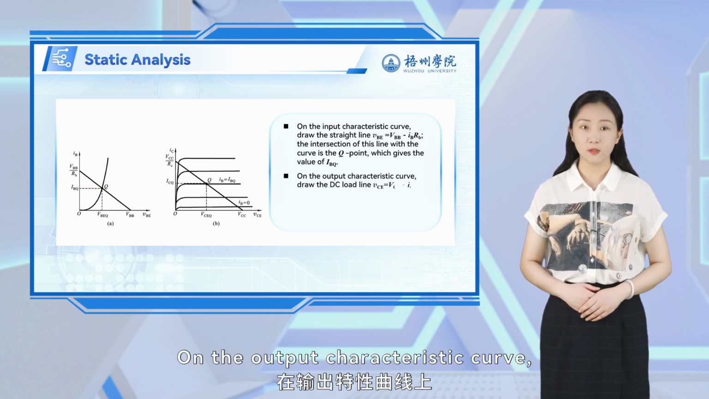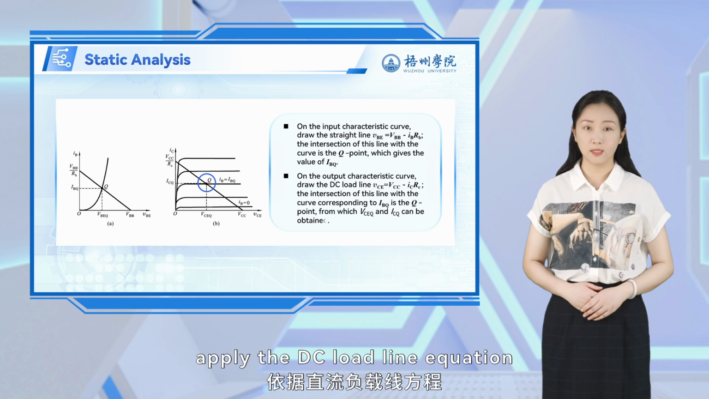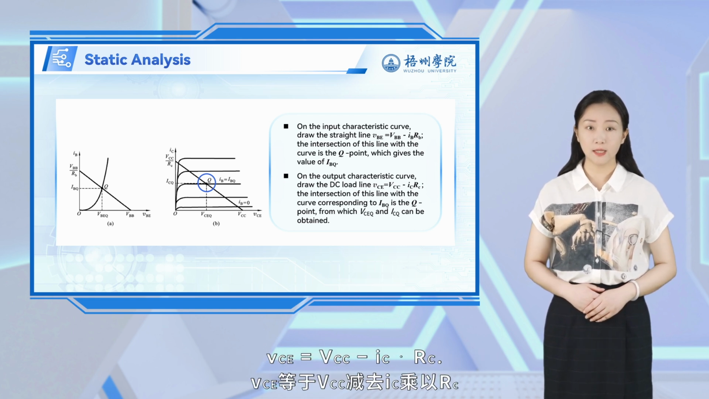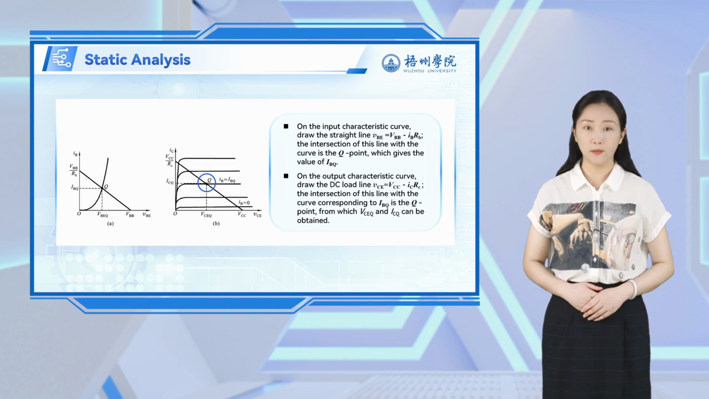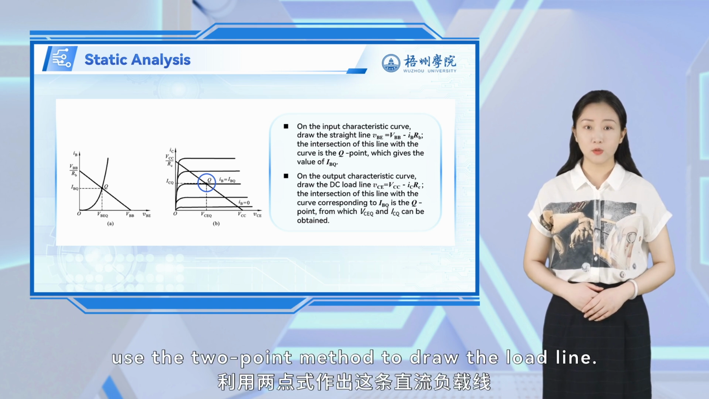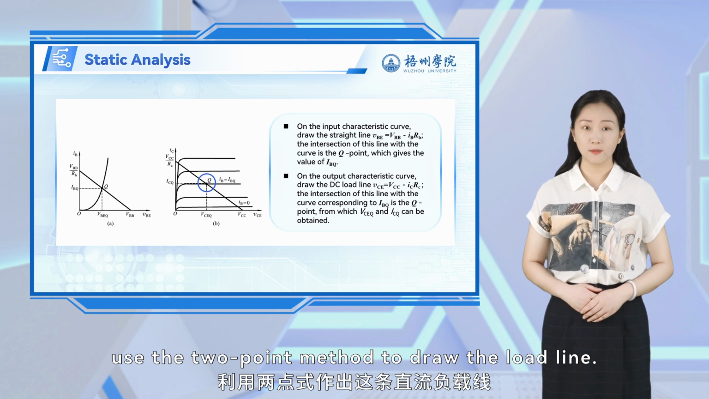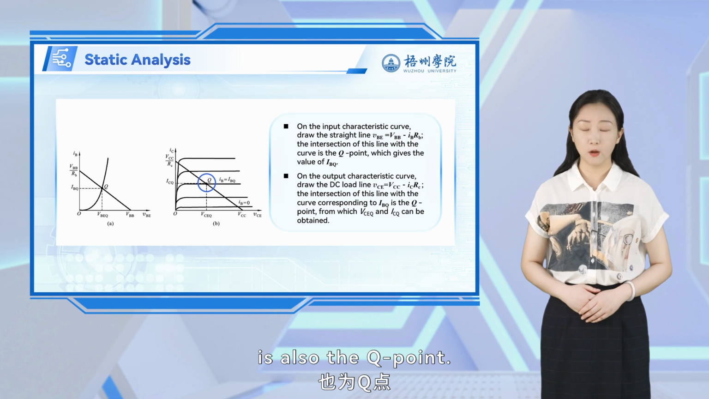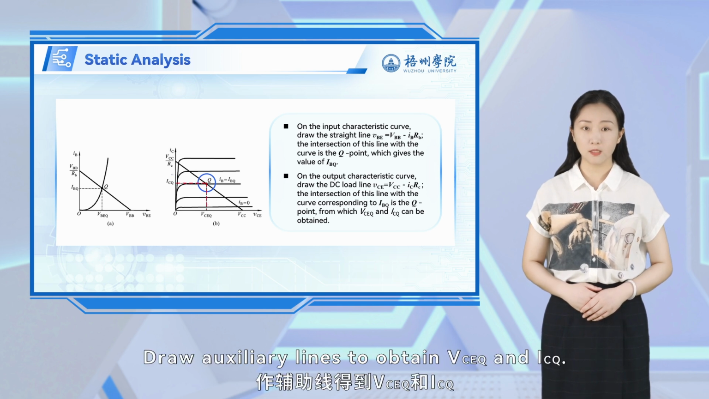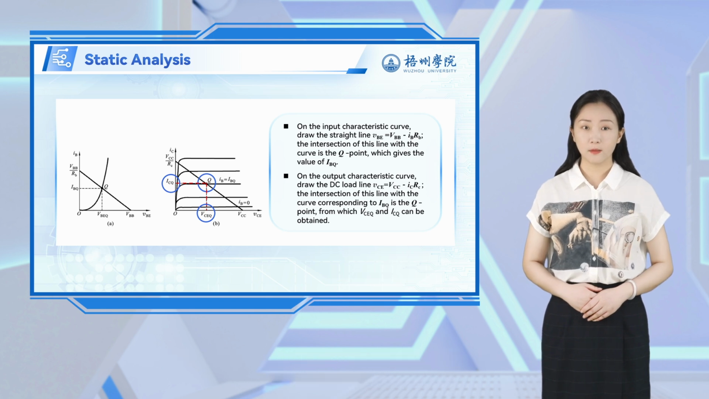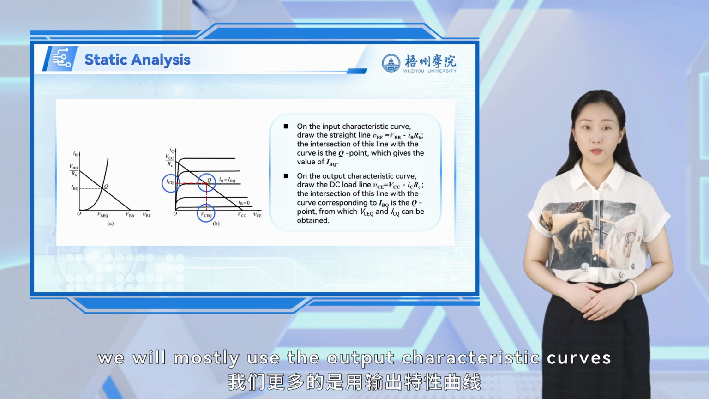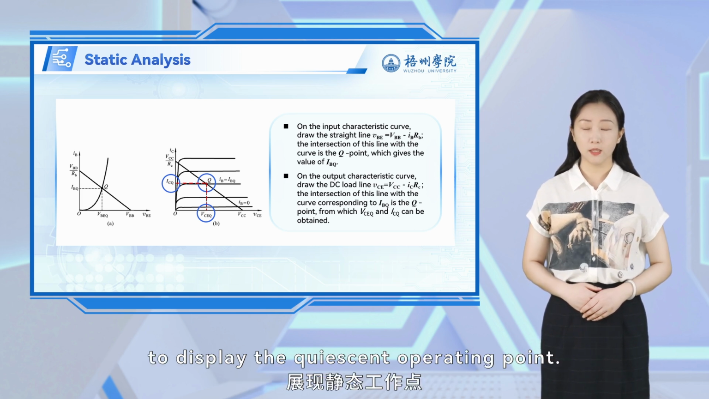On the output characteristic curve, apply the DC load line equation VCE equals VCC minus IC times RC. Similarly, use the two-point method to draw the load line. The intersection with the previously determined IBQ curve is also the Q point. Draw auxiliary lines to obtain VCEQ and ICQ. From now on, we will mostly use the output characteristic curves to display the quiescent operating point.